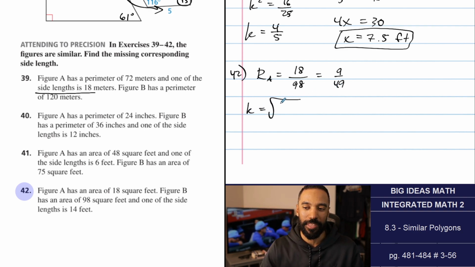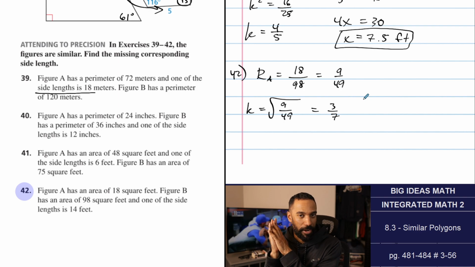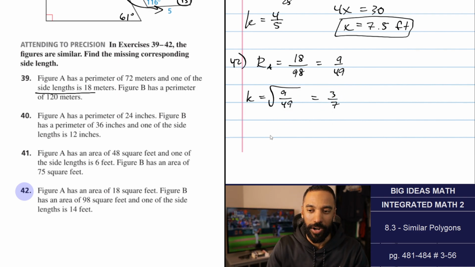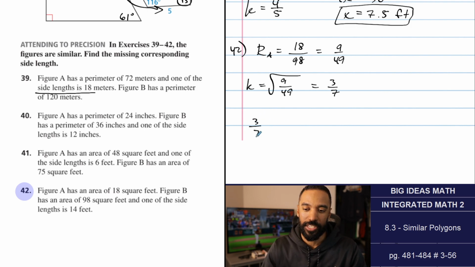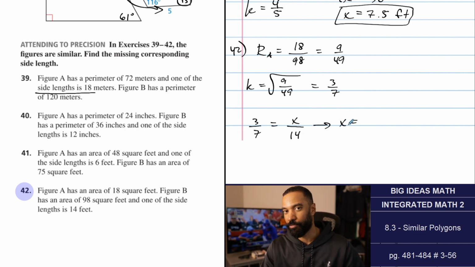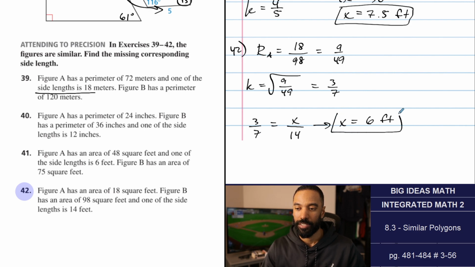So K is going to be the square root of the 9/49, which is 3/7. This is the scale factor ratio. This is where we compare side lengths and things like that. And that's why we need this one, because areas are squares of these things here. So 3 is to 7, A is to B, as A, the unknown for this length, is to B's 14-foot length here. And multiply by 14, 3/7 of 14 is 6 feet.